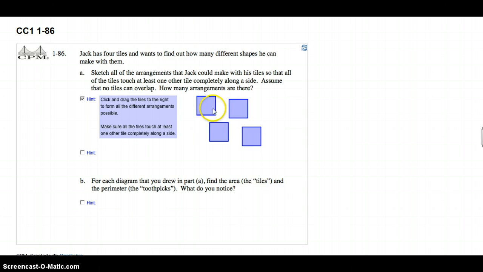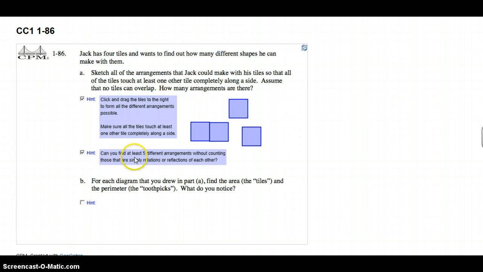For the hint, it provides you with some manipulatives that you can move around. When it says that the tiles have to touch at least one side, it basically means that you can't have a design where the edges are just touching like this, okay? The edges need to touch like this, the complete side. So how many different designs could you make using 4 tiles, okay?